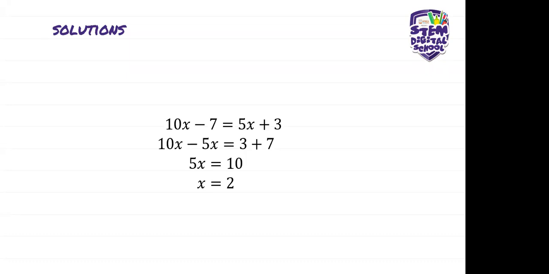So to test whether your answer is correct, you can just go back to your equation, and where there is x, you now put 2. So 10 times 2 is 20, and 20 minus 7 is 13. So the left-hand side will be 13, and the right-hand side, 5 times 2 is 10, and 10 plus 3 is also 13. So you can tell now that the left-hand side is equal to the right-hand side. So this means that our answer is correct.